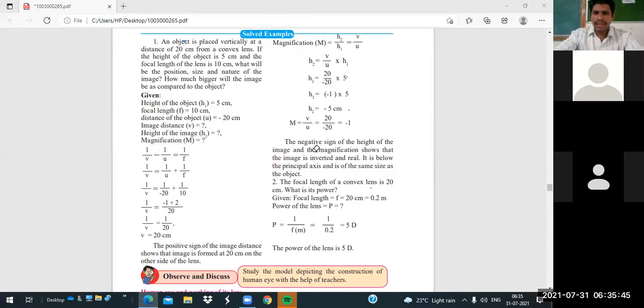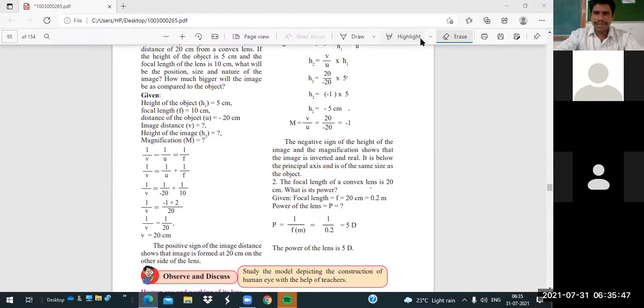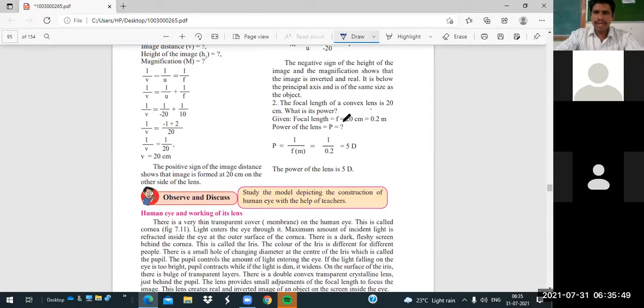Okay. Now the second problem is here. The focal length of a convex lens is 20 centimeter. Focal length is given, convex lens. And what is the power? Very simple thing. Convex lens is given and focal length is always positive, because focal length is measured from the optical center. And we have to find the power of the lens.